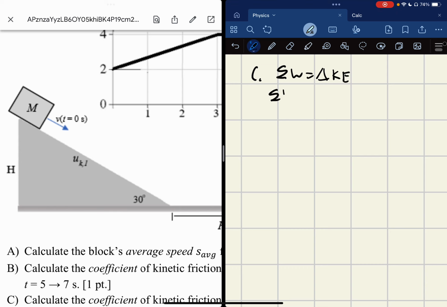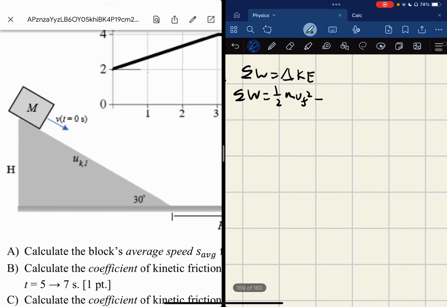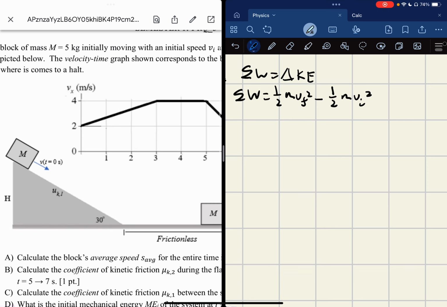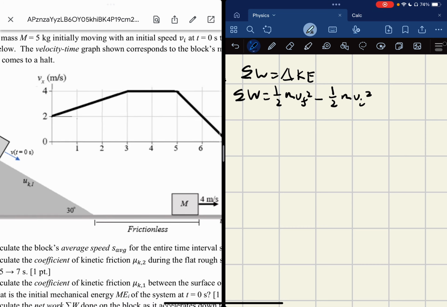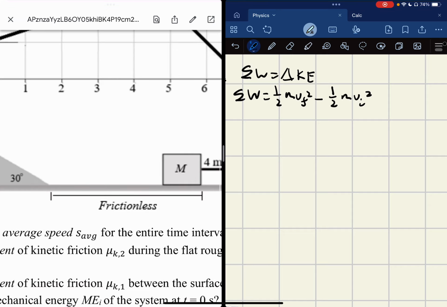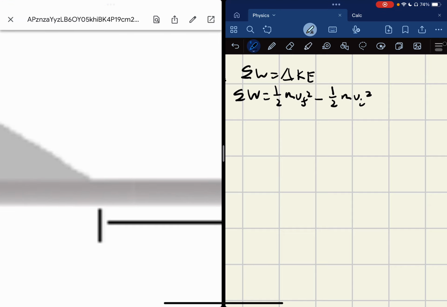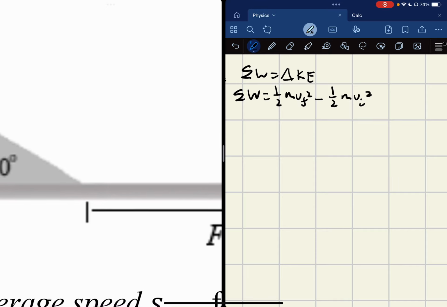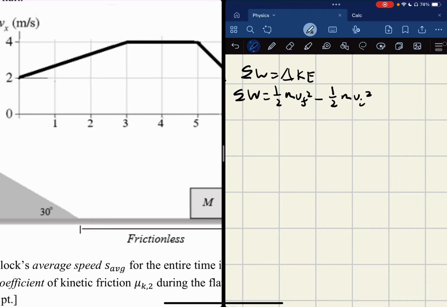So we know that it is equal to 1/2 m vf squared minus 1/2 m vi squared. From the graph, it starts at 2, so we know our vi is 2, and it ends at 4, because from here it doesn't accelerate anymore. So that means at the end right here, that's where it stops accelerating. So we know that its vf is 4.